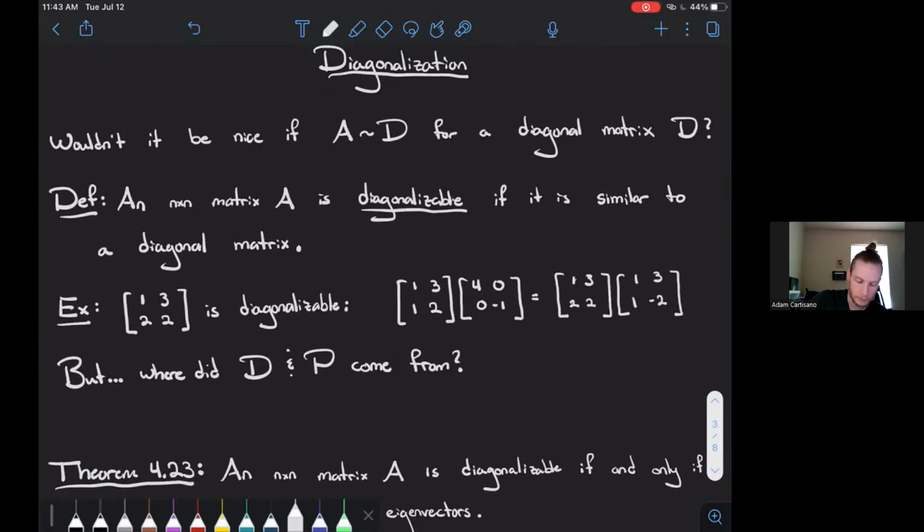Oh, first of all, definition. A matrix is diagonalizable if it is similar to a diagonal matrix. This concept is important enough that we give it a definition. And actually, we're going to use all the different parts of speech that you can apply to the word diagonalize. It's going to be great. So we call A diagonalizable if it is similar to a diagonal matrix. And now here's an example of that.